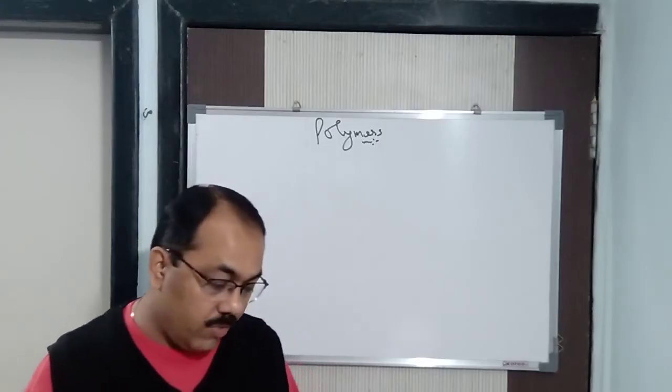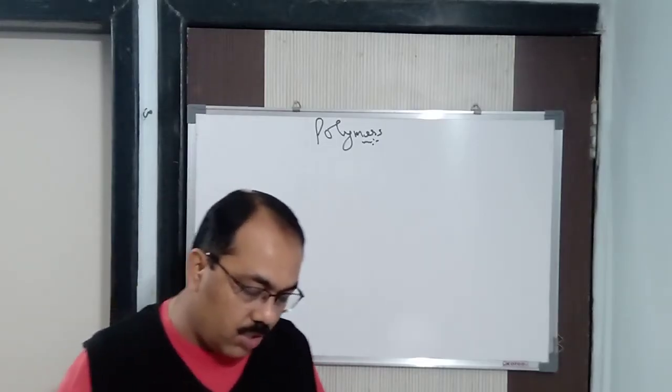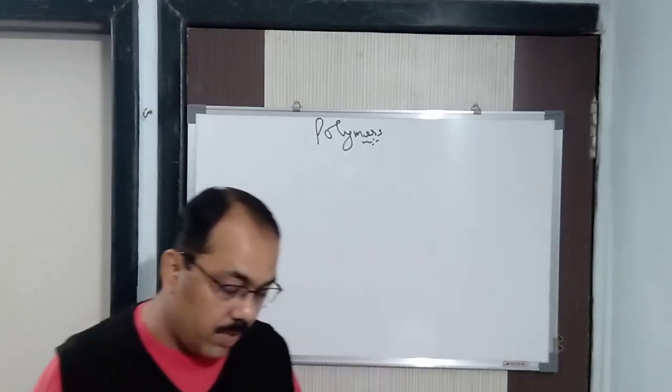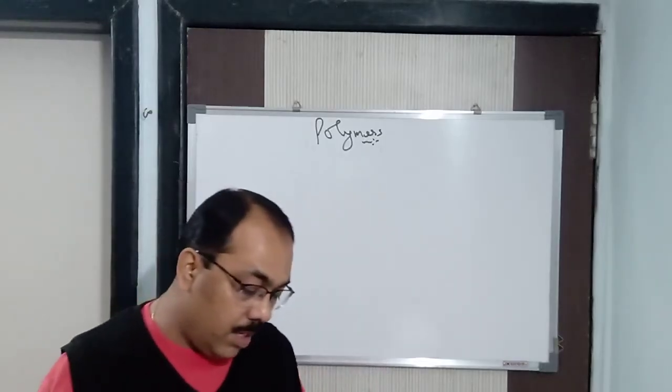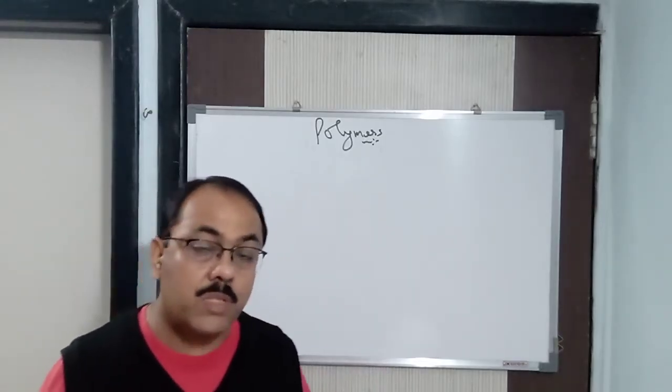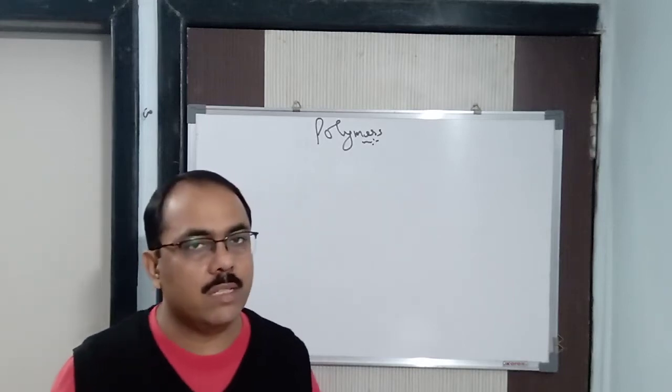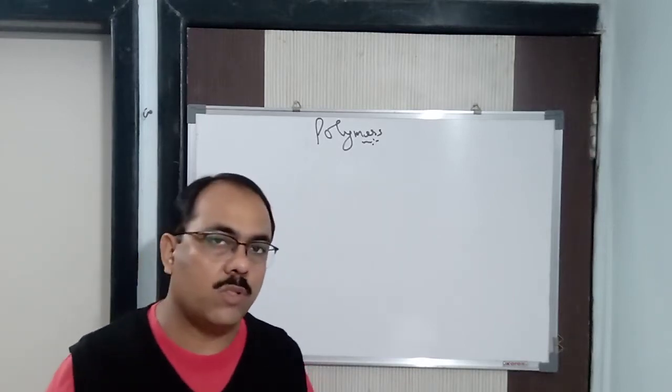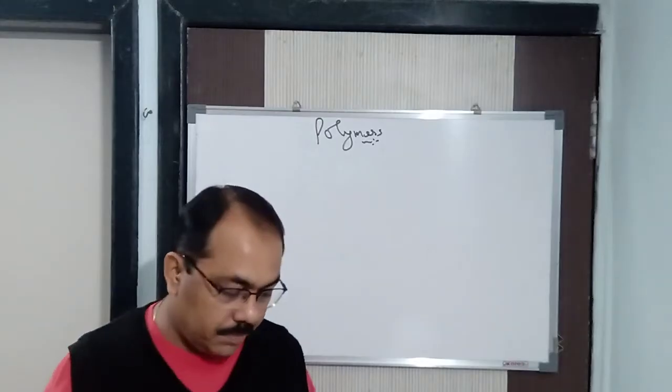So we can also say a polymer is a large molecule of very high molecular mass formed by the repeated combination of a very large number of one or more types of small molecules. Monomers are also called small molecules. Mono means single.